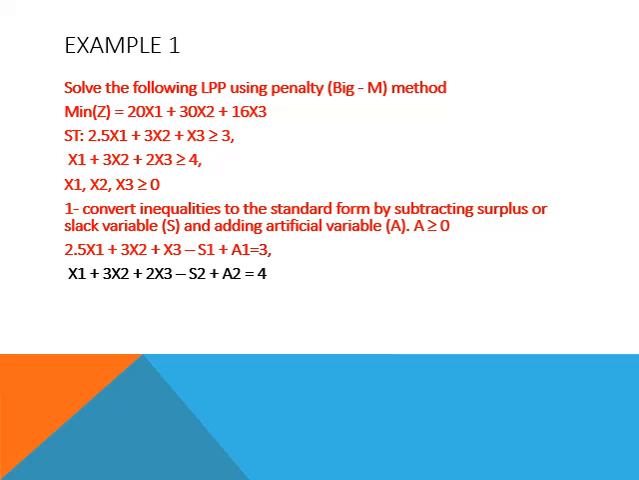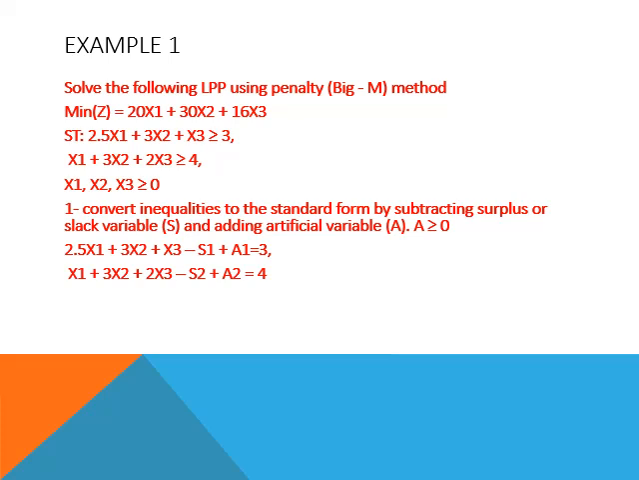2.5x1 plus 3x2 plus x3 minus s1, s1 is the slack variable, plus a1, the first artificial variable, equals 3. The second constraint is x1 plus 3x2 plus 2x3 minus s2 plus a2 equals 4.